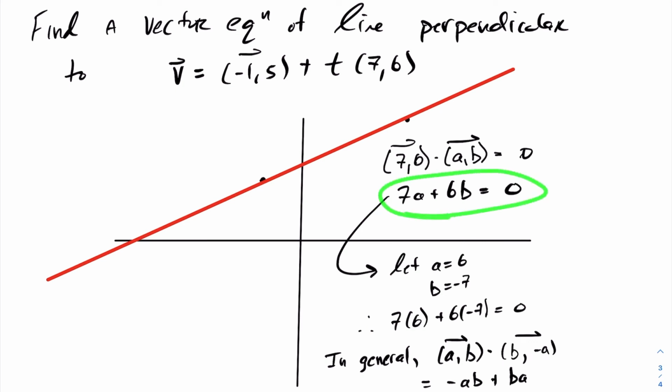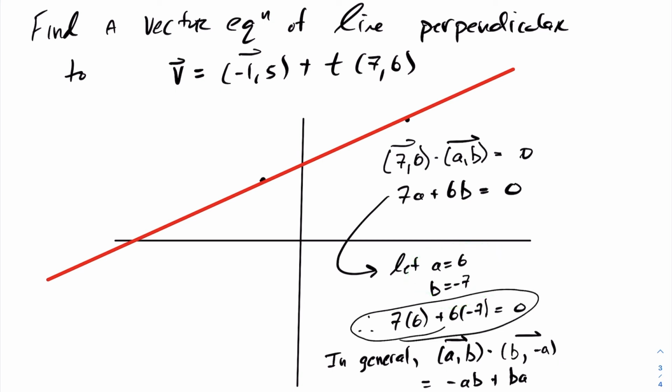Notice here we have infinite solutions. We have one equation, two variables. Now we need a solution that's non-zero; a and b can't both be 0. One possible solution is to let a be 6 and b be -7. Substituting that into the equation, it satisfies the equation. So one possible direction vector perpendicular to (7, 6) would be the direction vector (6, -7).